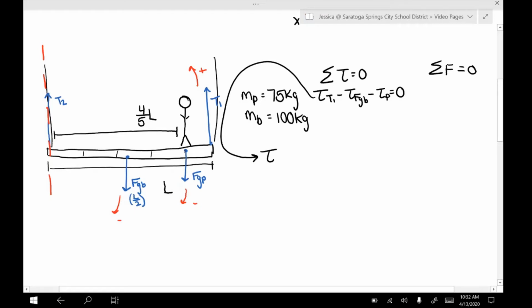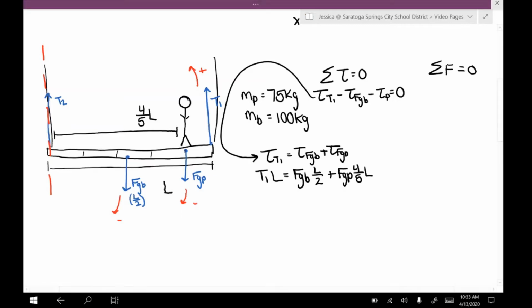So I'm going to go ahead and rearrange now while my algebra is a little bit simpler: the torque from T1 equals the torque from FGB plus the torque from the person. Okay. Now remember, torques are forces times distances. So the torque from T1 is T1 times the distance from the axis of rotation, which is the whole length of the board. Torque from the board would be FG of the board times L over 2. And then for the person, this is FG of the person times 4/5 L.